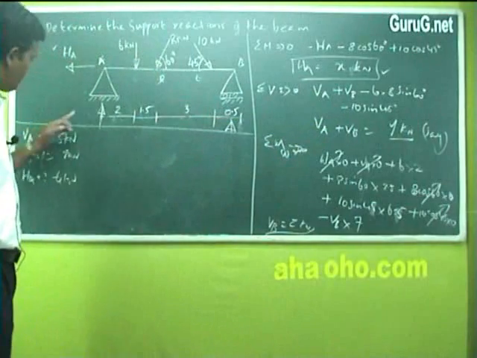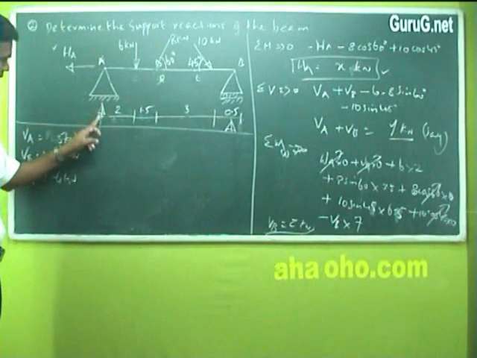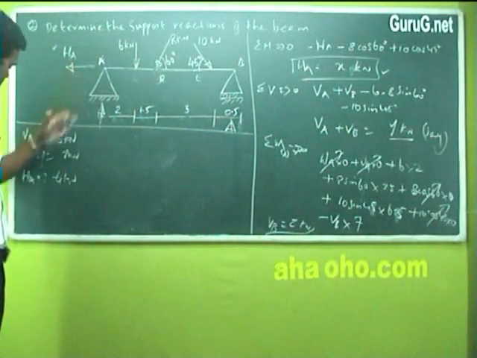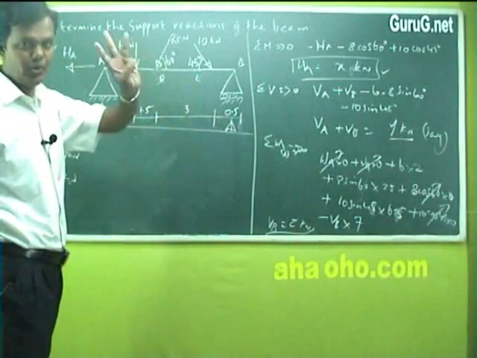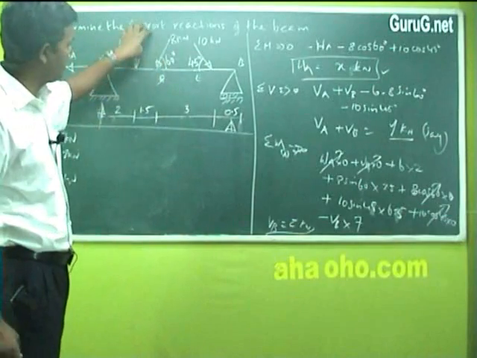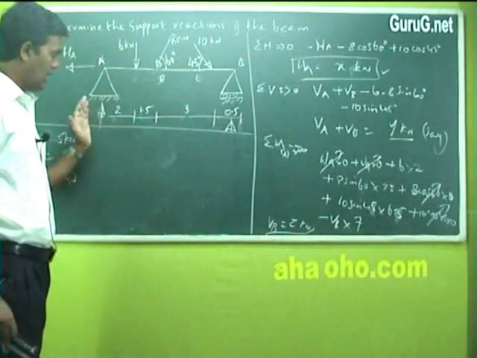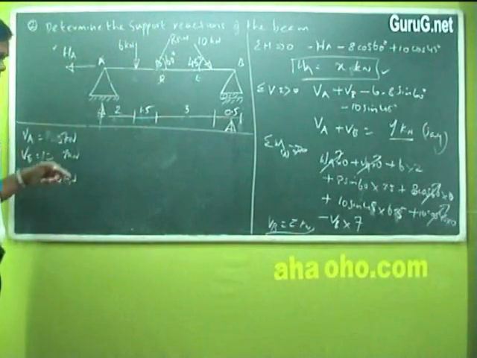So finally you will get a value for VA, the vertical reaction, HA, the horizontal reaction, and VB. These are the three unknowns in this diagram, to find out the support reactions. After this, there is one more question.